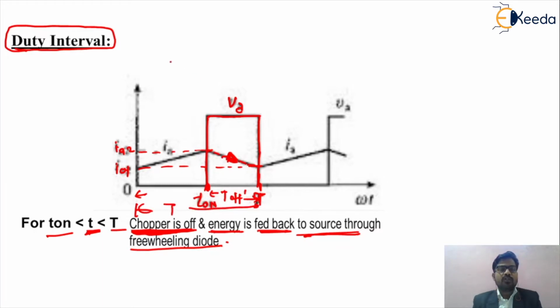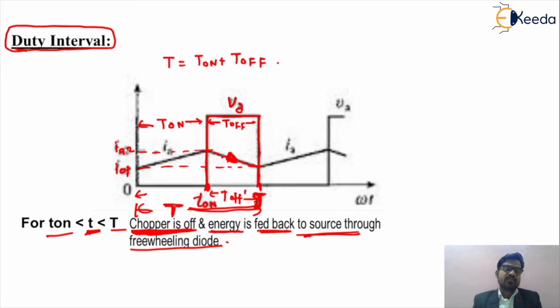T is equal to t on plus t off. What do you mean by t on and what do you mean by t off? This period is called t on period, when your chopper circuit is on. This period is called t off, and this total time period is called T.